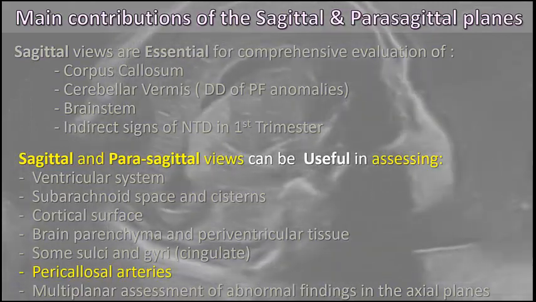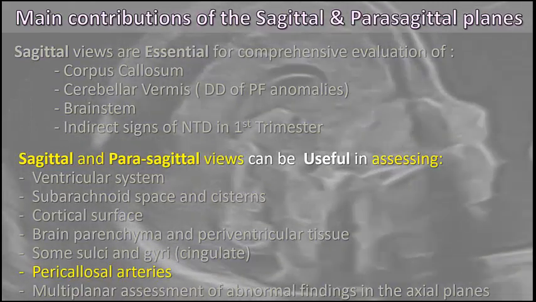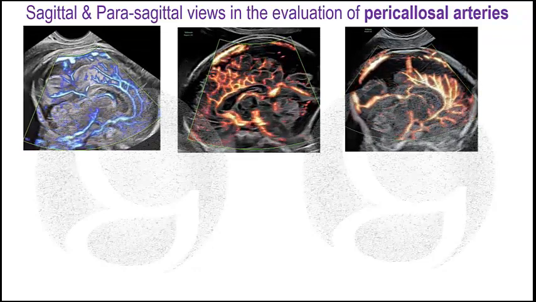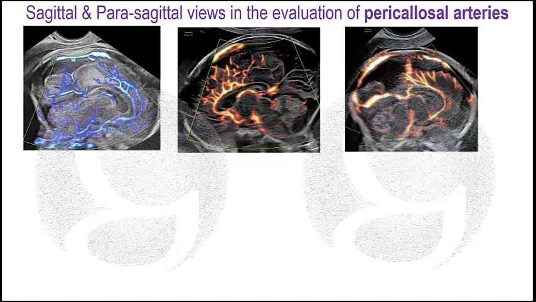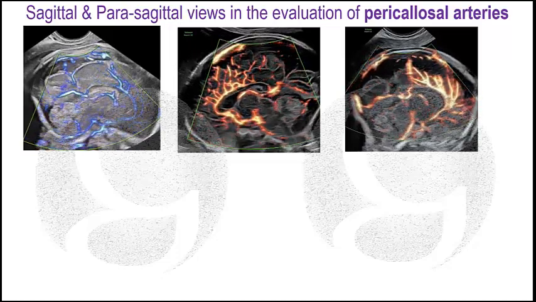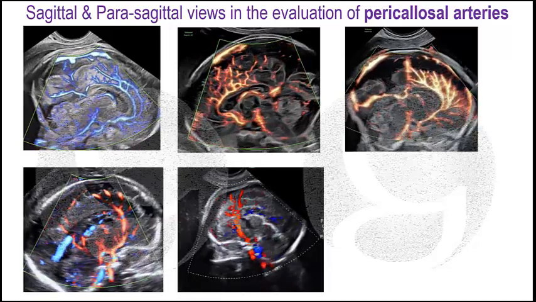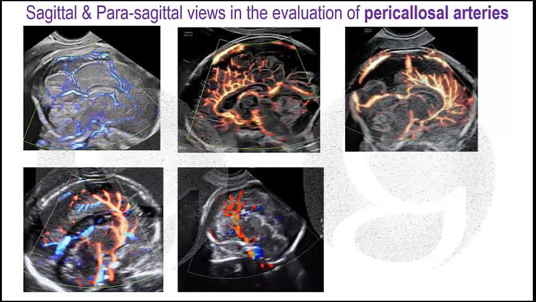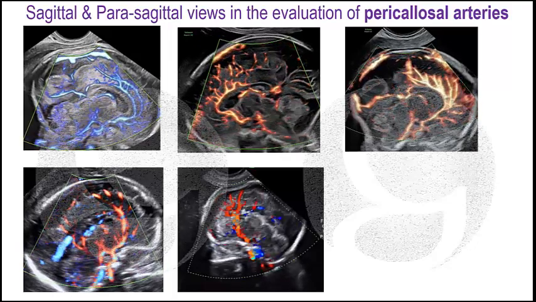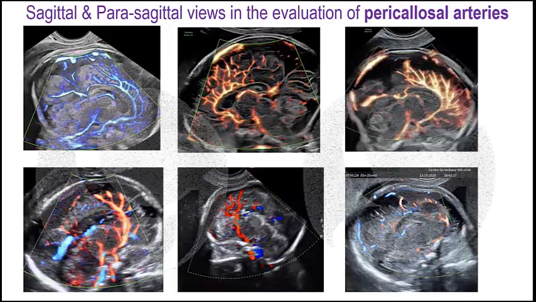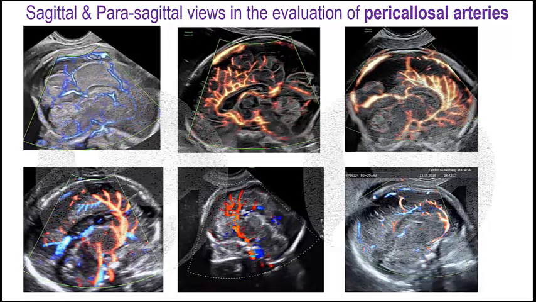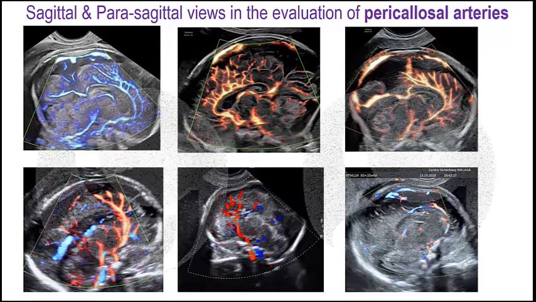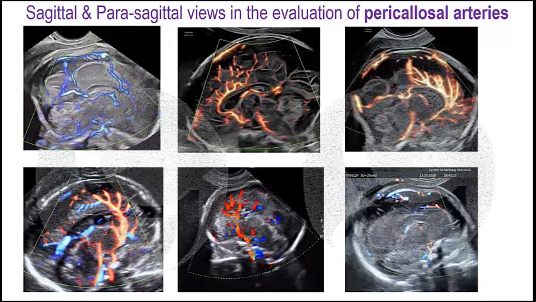We need also the sagittal views to confirm the normal path of the pericallosal arteries close to the corpus callosum. In cases with partial or complete agenesis of the corpus callosum, we will see an abnormal branching and course of these arteries. We may also see an anterior displacement of the anterior cerebral artery, giving us the snake under the skull sign, very suggestive of holoprosencephaly.